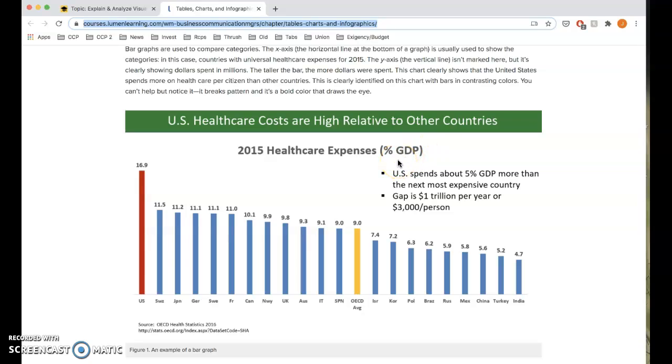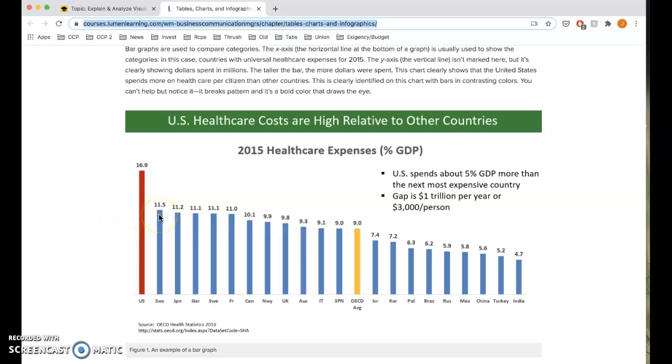GDP is a measurement of economic output. It's gross domestic product, like the value of everything that we make and produce in our economy. So what this is telling me is, here's the US, and here are all these other countries. This is the x-axis that labels each country, and this is the y-axis. It's not labeled here because it's explained to me here, but oftentimes it's going to be labeled on the side. In this case, they're telling me that 16.9% is the percentage of GDP that the US healthcare expenses are.